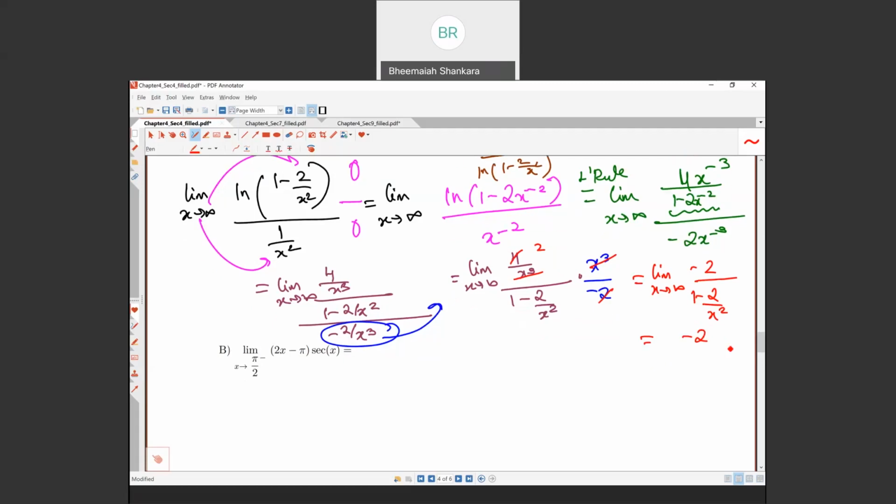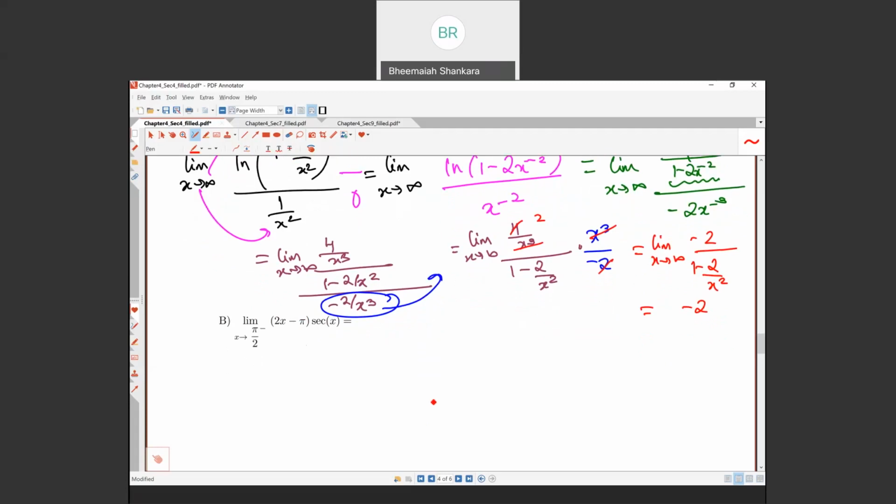In the next example, limit x approaching pi over 2 minus of 2x minus pi times secant x. Plug in the first limit x equal to pi over 2, you get 0. Plug in the second limit x equal to pi over 2, you get infinity. So it is 0 times infinity.